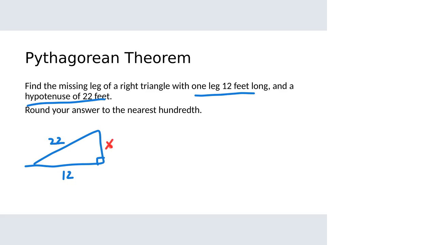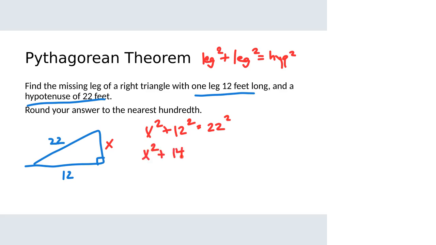I need to find this missing side length over here, but I know two of the three sides, so I'm going to use the Pythagorean theorem, which is leg squared plus leg squared is hypotenuse squared. So x squared plus 12 squared is 22 squared. And once we've solved that equation, we know how long that other leg is. Let's see, we can simplify here. x squared plus 144 is whatever 22 squared is, 484.